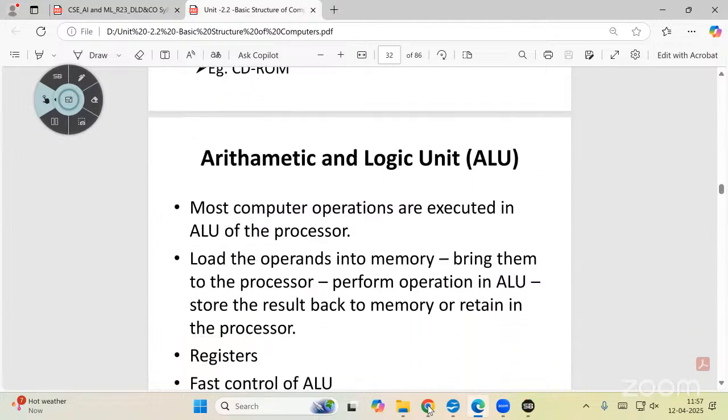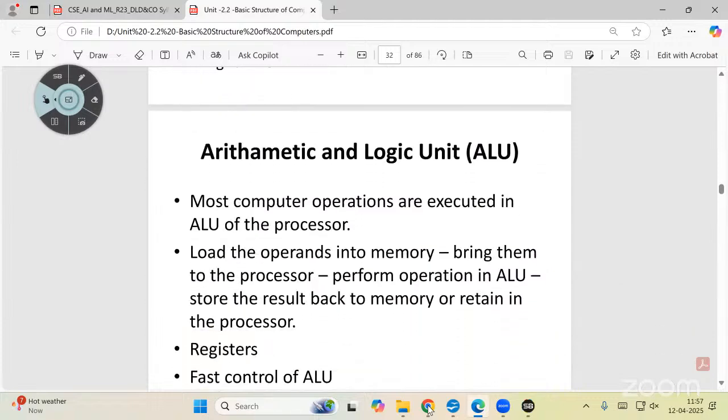Next one is the arithmetic and logic unit. This is one of the functional units of the computer. This can perform all the logical and arithmetic operations: addition, subtraction, multiplication, division.